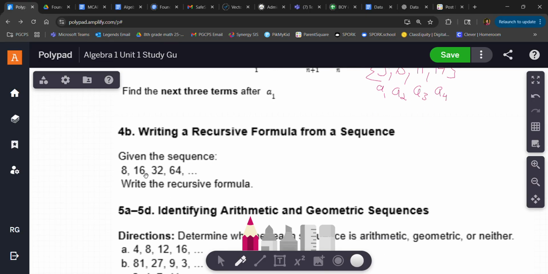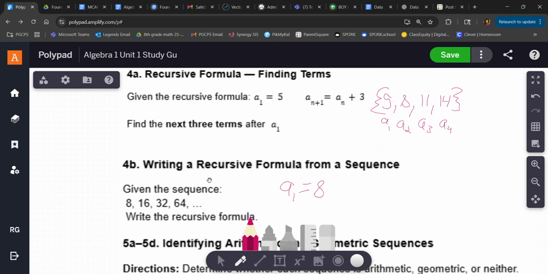So here we see that the first term is 8. So A1, the first term, is equal to 8. And then what operation is happening to go from one term to the next, and then that term to the next? In this case, it'd be times 2. So we can write that as A n plus 1 is equal to whatever term we're talking about, because we could be talking about going from the third to the fourth, would be times 2. And we usually use the dot for times in algebra, since x is normally taken for number 2.